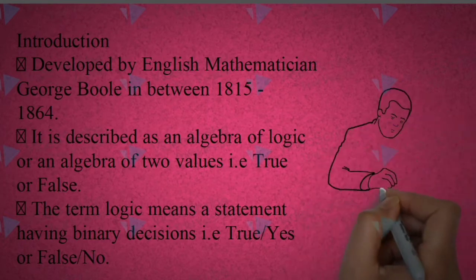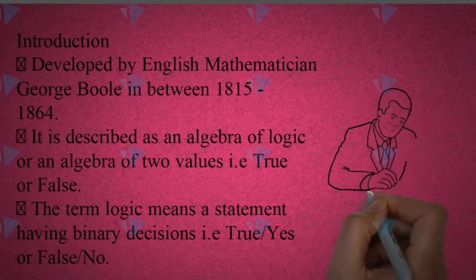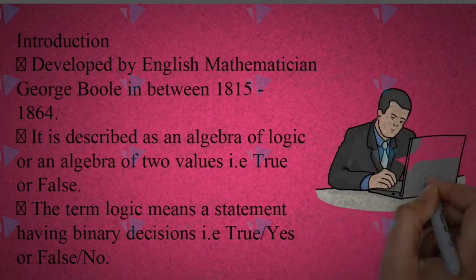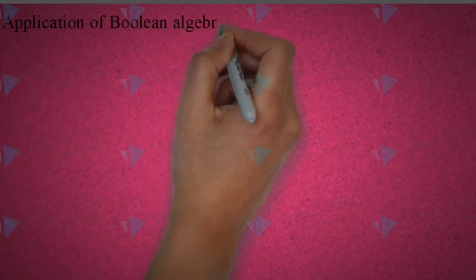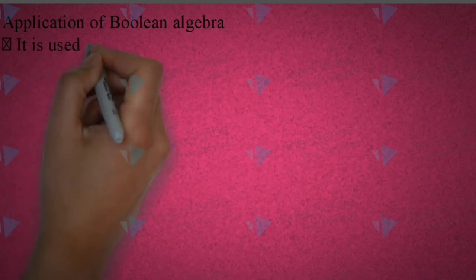Suppose you are asked whether you have taken your dinner or not, the answer may be either yes or no. So those types of statements whose answer can be given in the form of yes or no, true or false, can be called logical statements.